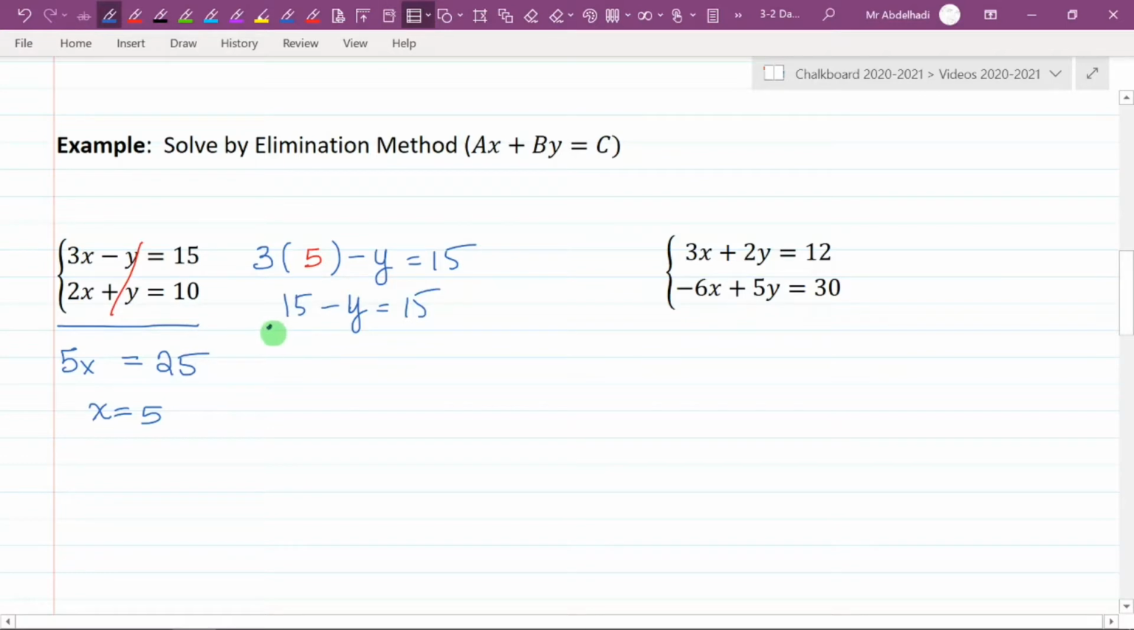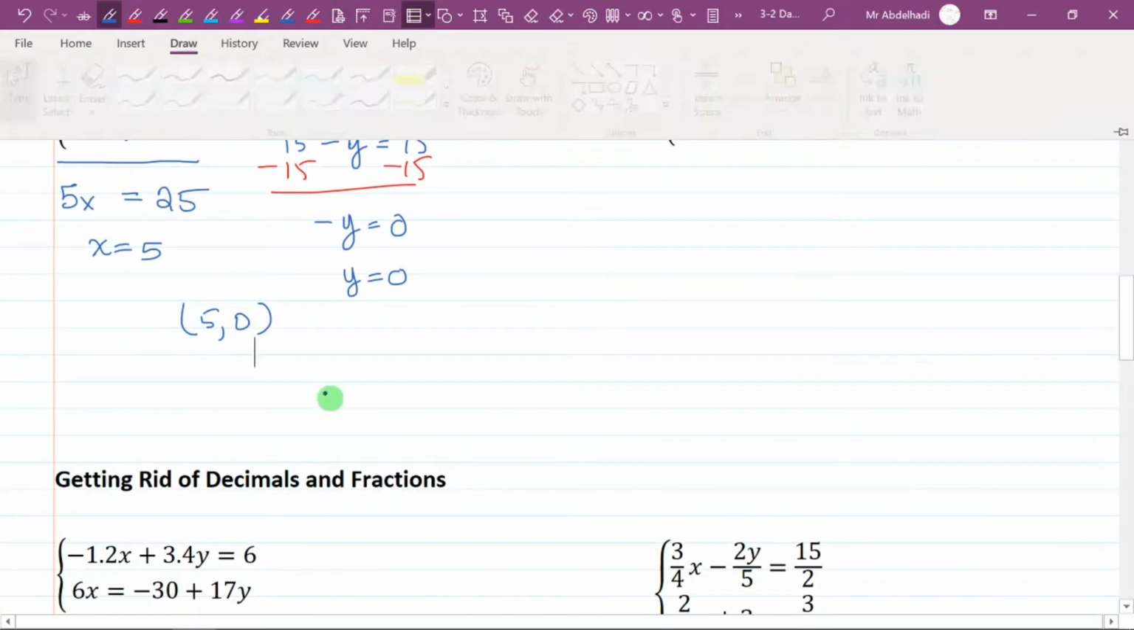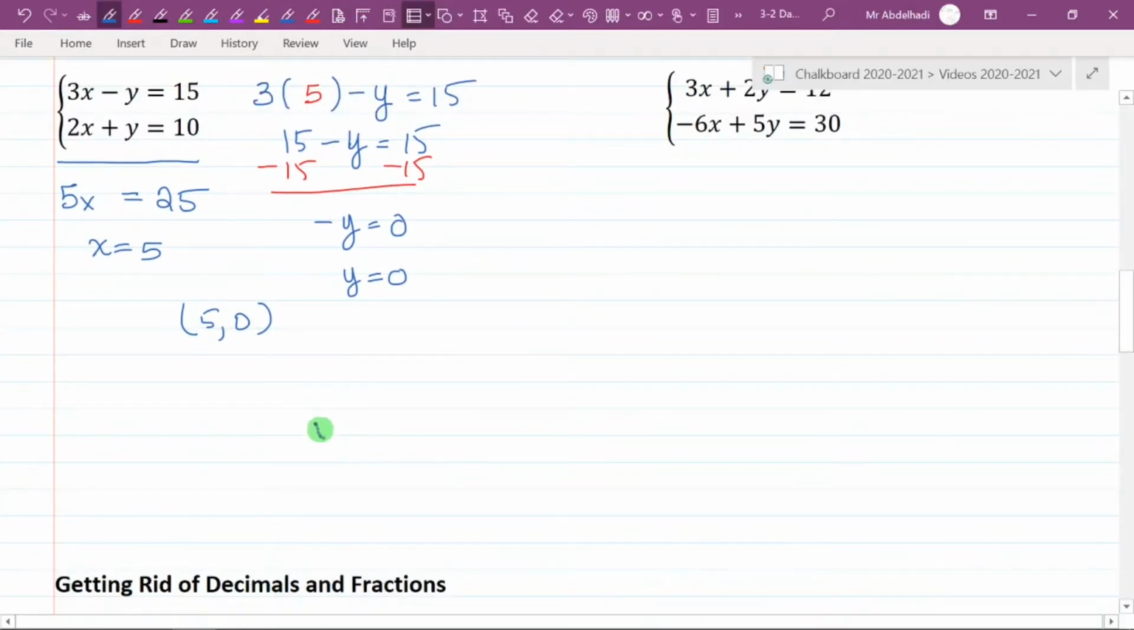We'll subtract 15 from both sides. We get negative y equals 15 minus 15 is 0, so y equals 0. So our answer should be 5, 0. Now we can check our work, because you might think, why did I make a mistake there? Why is y 0? Well, there's nothing wrong with that, but let's try it.